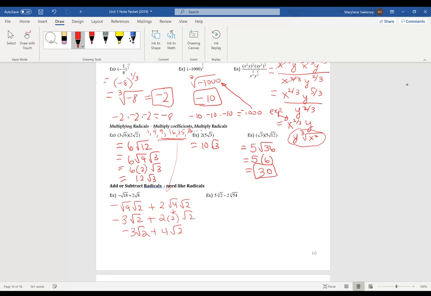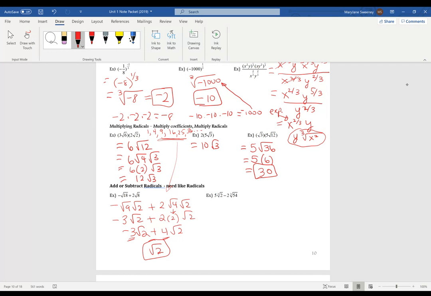So we've got a negative 3 radical 2 plus a 4 radical 2. So I'm going to combine my integers because I have like radicals. I have a radical 2 and a radical 2. So I get a 1 radical 2, which we just write radical 2, right? You don't write 1 radical 2 just like you don't write a 1x. 1 times anything is that thing.